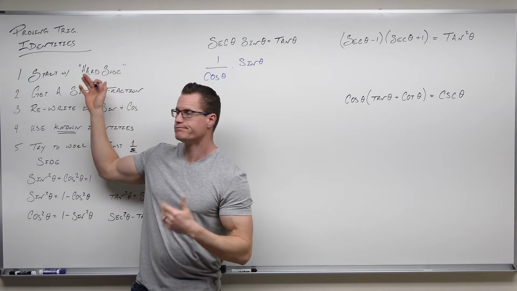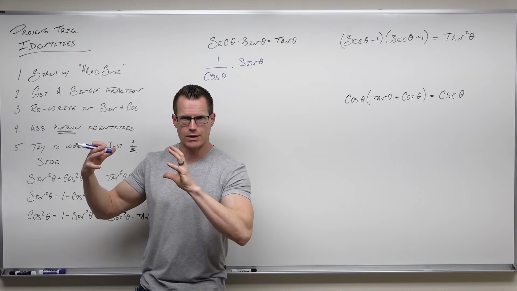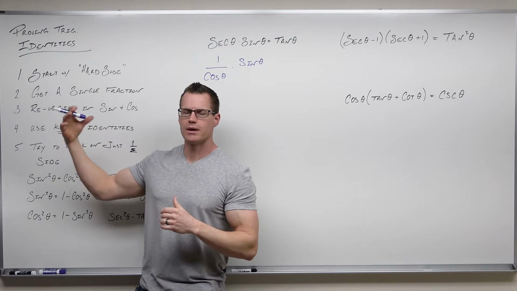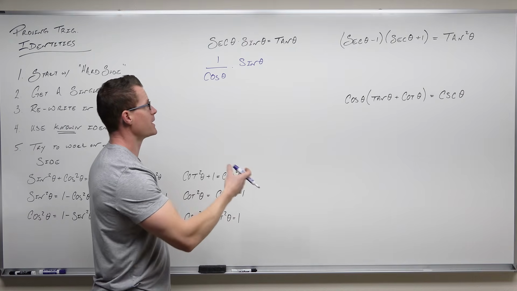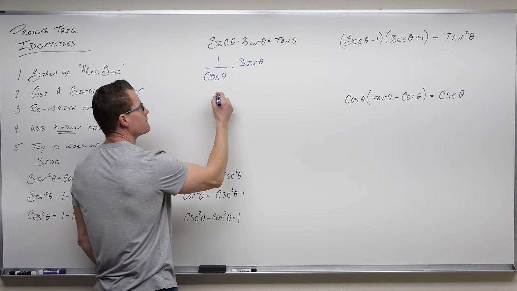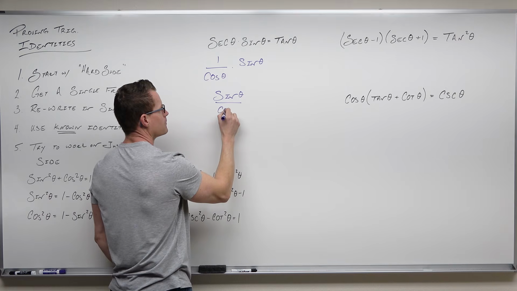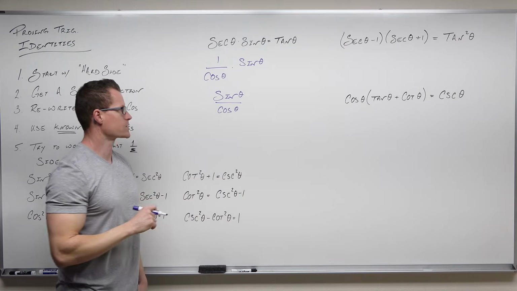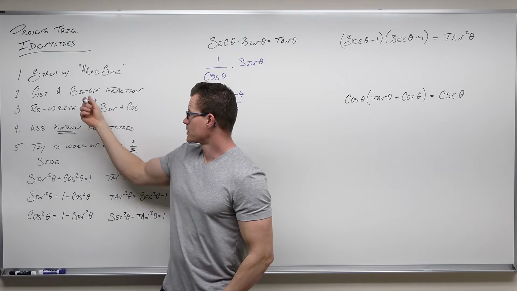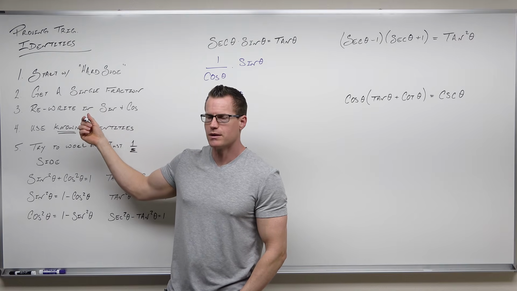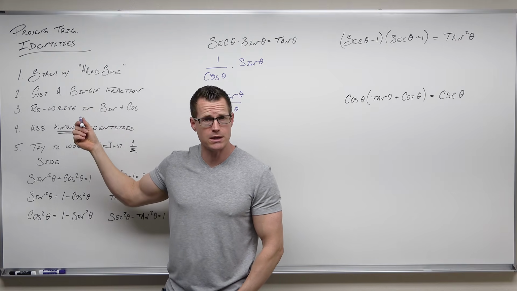Now, let's go back. All right, I'm still on the hard side. We're going to stick with that side, so that doesn't really change. But let's make this a single fraction. So I'm going to make this 1 times sine as sine theta over cosine theta. I've made this one fraction.